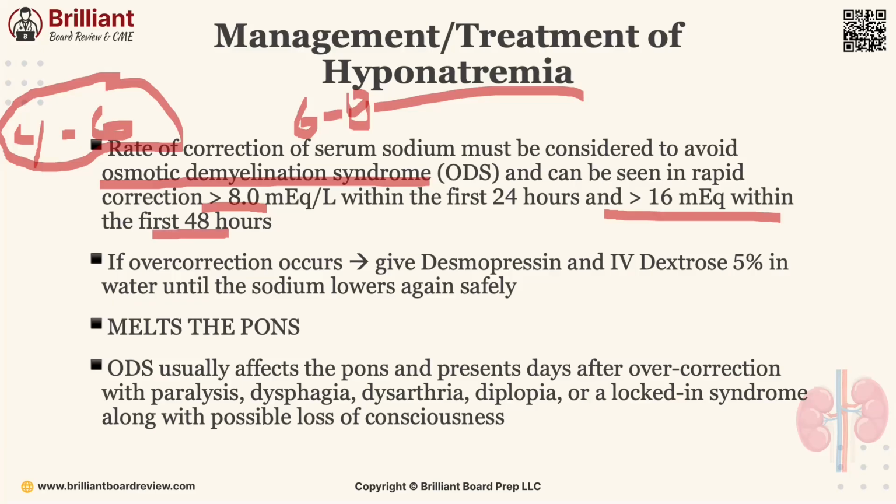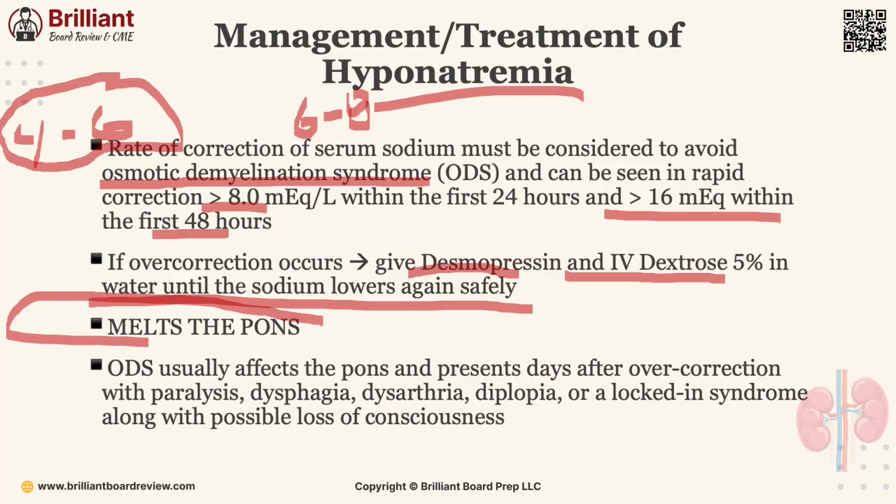People say the incidence is low, but it's very easy to prove because you have the numbers. You're going to have the numbers in your system, and then all you've got to do is get imaging or show clinical decline, and this is basically you writing a check. If overcorrection occurs, you can give desmopressin, IV dextrose 5%, or free water if they can take things orally, until the sodium numbers get lower again. You melt the pons. You melt the pons.